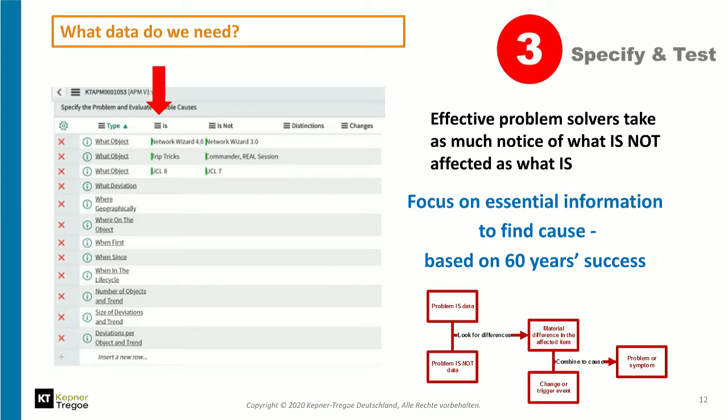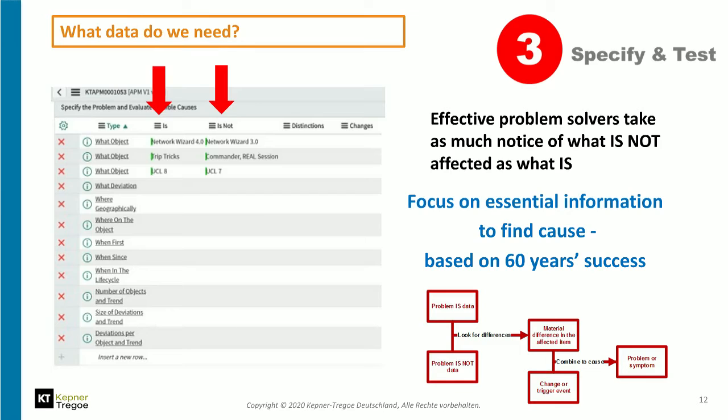Here we ask, for instance, what application and version is affected. In this particular example, it's Network Wizard version 4. But on the other hand, we also collect data about what is actually still working, so what could have the problem but has not, which is the so-called is not data. We figured out that Network Wizard version 3 is not affected. But why do we want to know what is not a problem? It's about the comparison data.